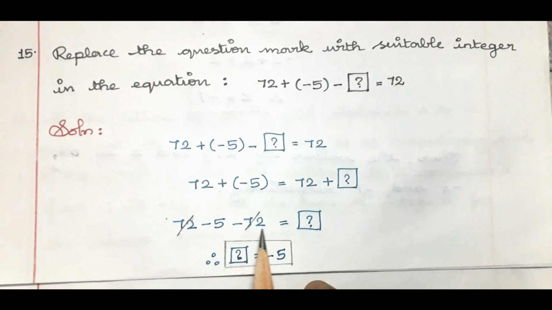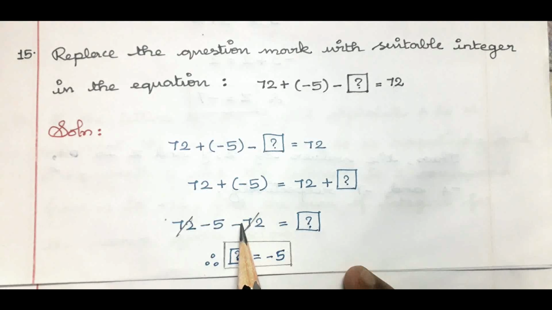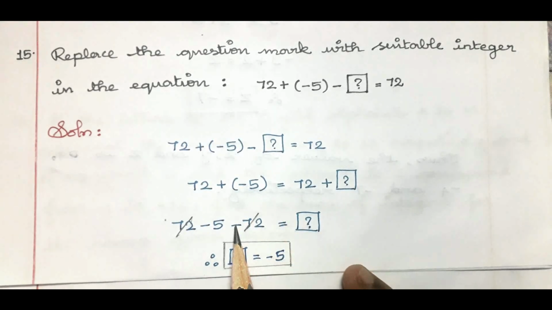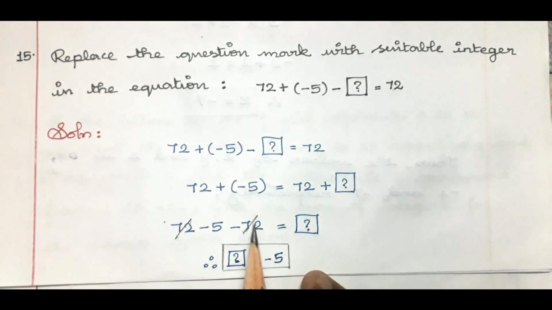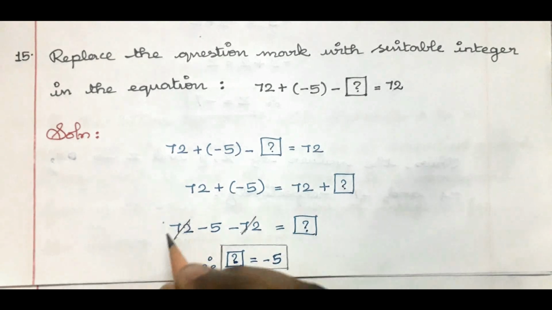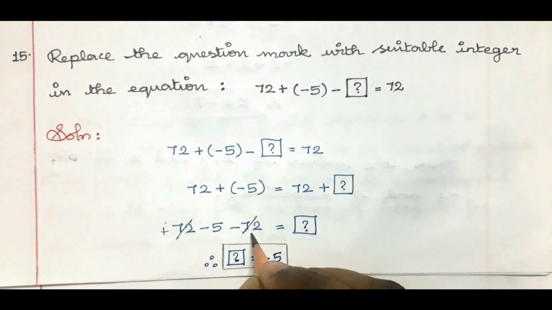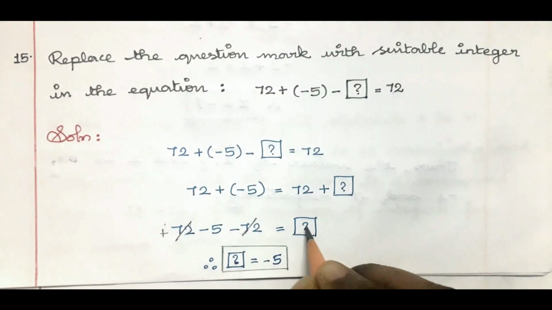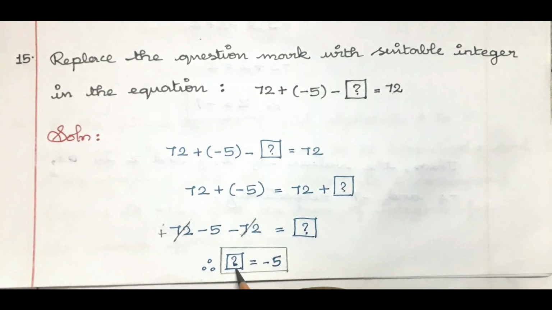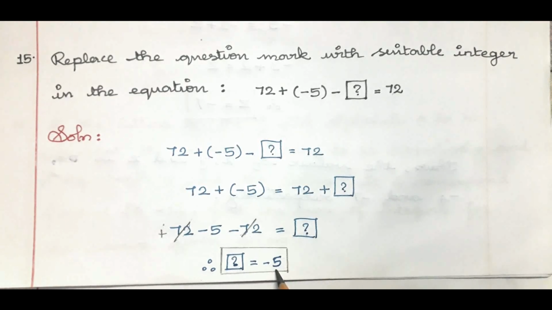72 minus 72. How did this minus 72 come? We took this 72 to the other side. So plus 72, when it comes to the other side, becomes minus 72. So you should be clear that 72 minus 72 becomes 0. Therefore, you can cancel plus 72 and minus 72. So now we have minus 5, which is equal to the question mark. Therefore, we found that the question mark in the question is equal to minus 5. Clear?